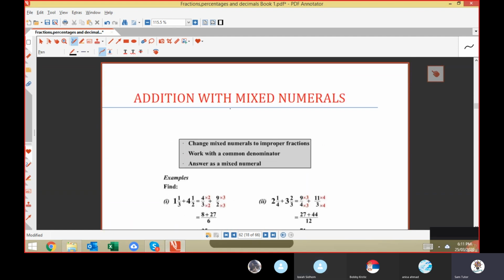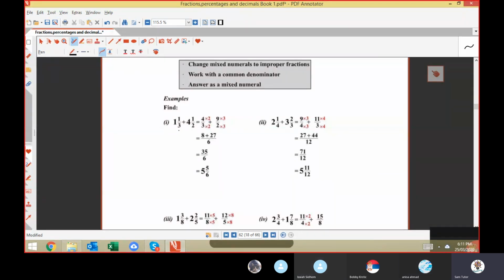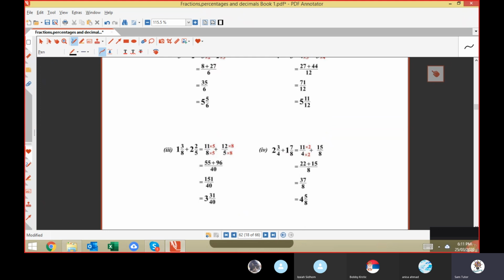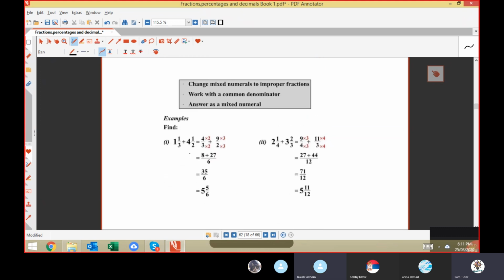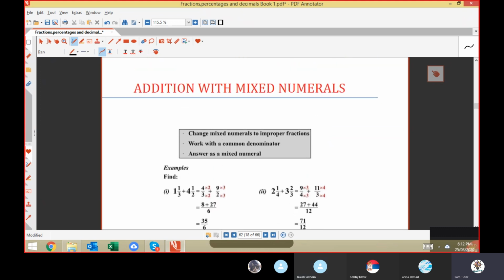Addition of fractions with mixed numerals. So they look like this: 1/3 plus 4.5, or 2 1/4 plus 3 2/3, or something like this: 1 3/8. Clearly that's different to the ones we were just doing, right? What you have to do with these is change your mixed numerals to improper fractions first. Once you've done that, then we'll just do the common denominator and then finish it off.